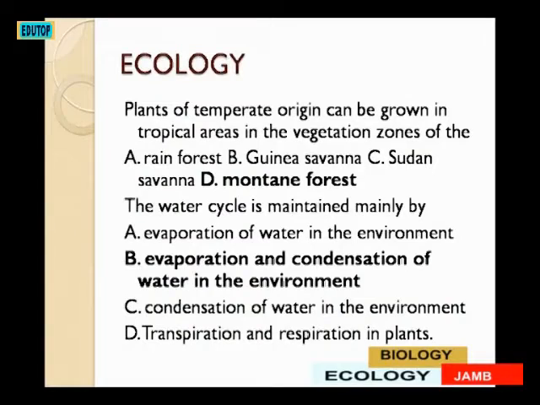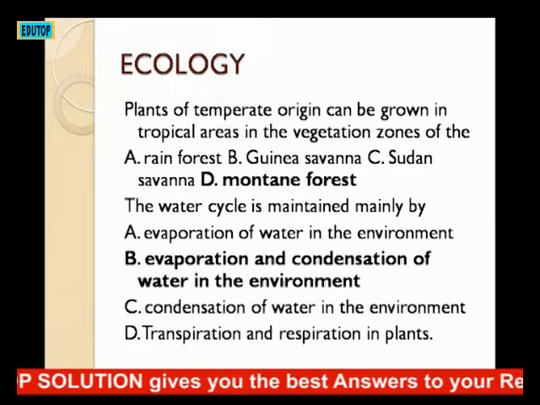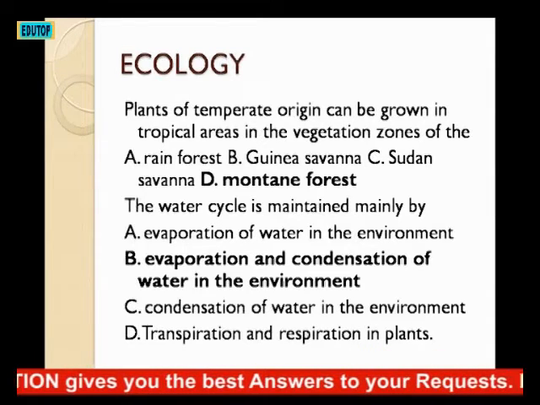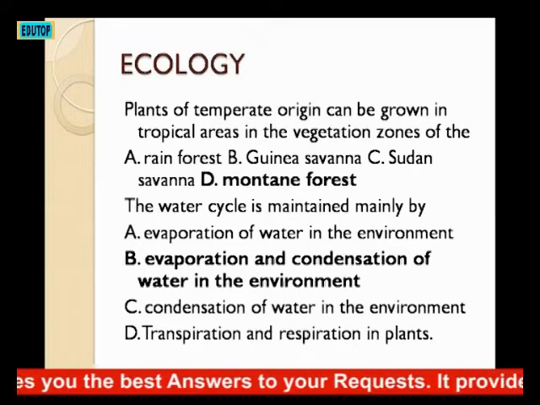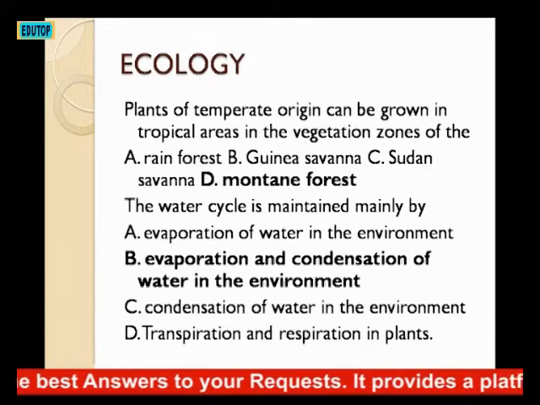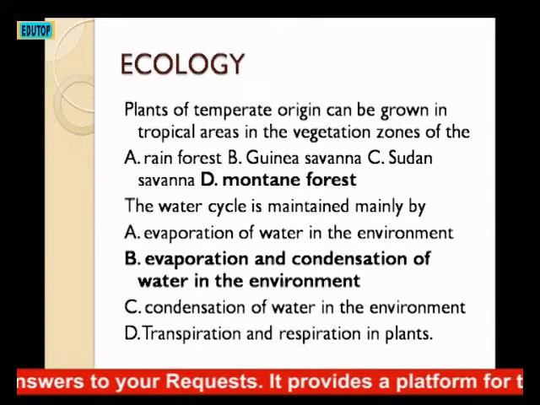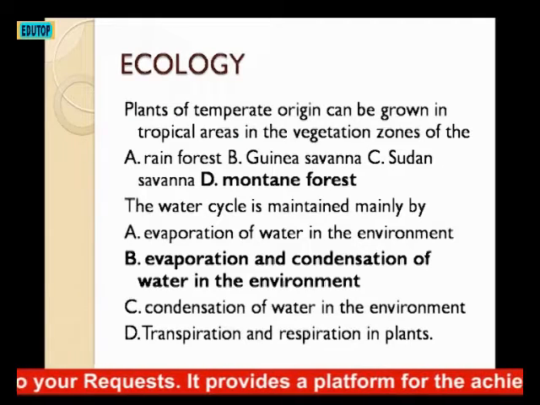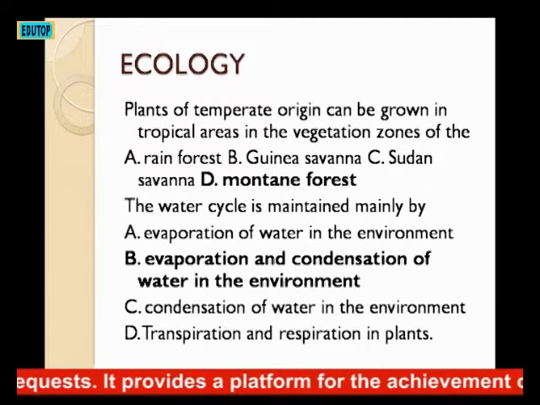The next question. Plants of temperate origin can be grown in tropical areas in the vegetation zones of the rainforest, Guinea savanna, Sudan savanna, montane forest. The answer is D. Montane forest.